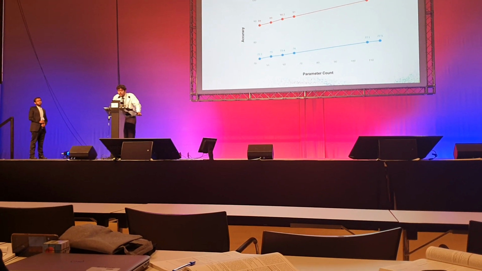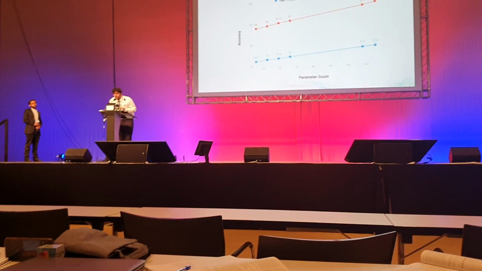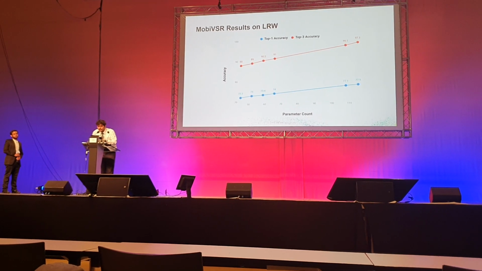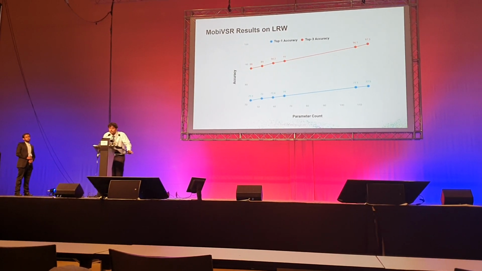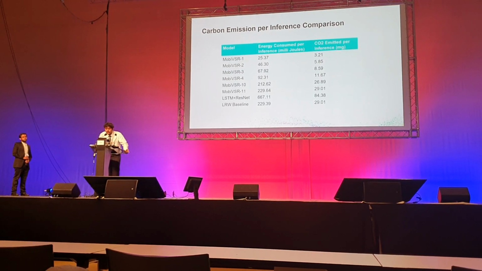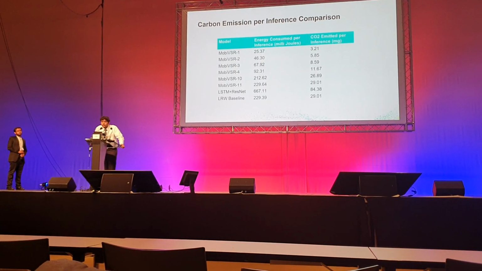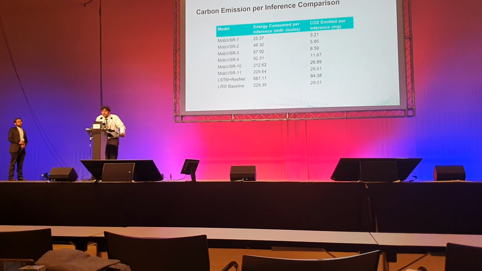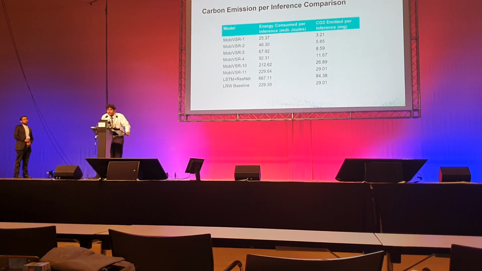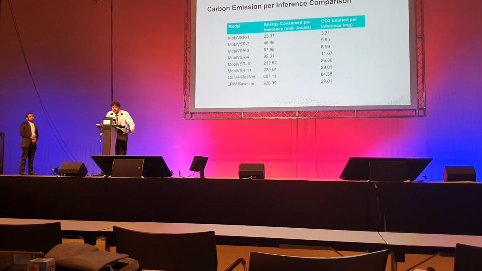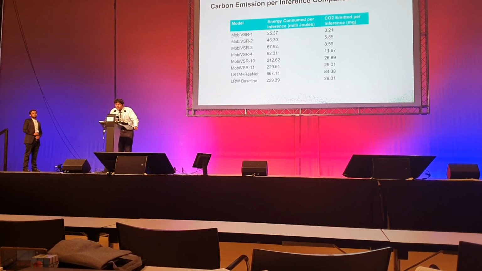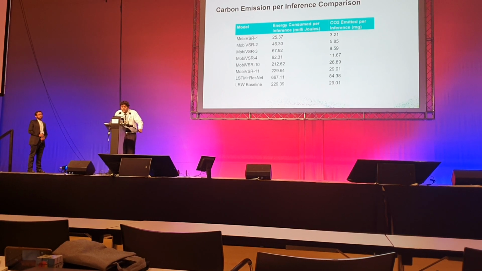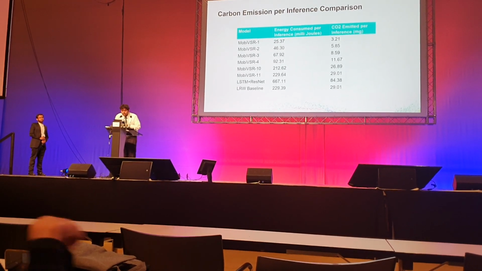This is the variation of accuracy in terms of the parameter count. That's the top 1 accuracy and the top 3 accuracy. More details can be found in the paper. Another calculation we made was of the carbon emissions, which is also a crucial point. Based on the work of Strubell as presented in ACL 2019, we calculated the energy consumed by the model per inference and the CO2 emitted. It performs significantly better.